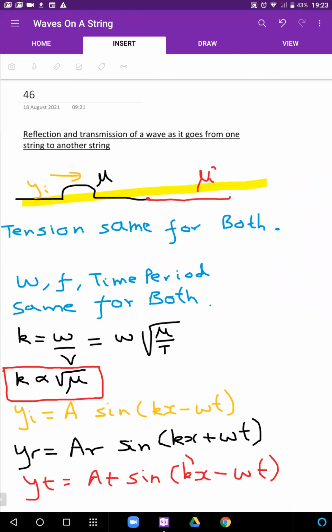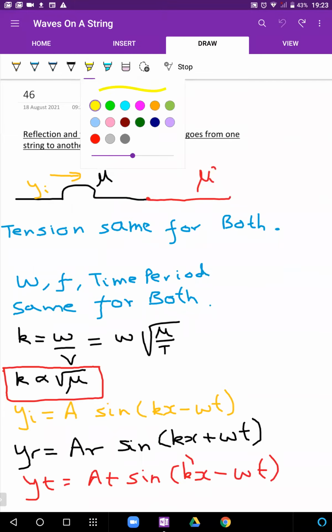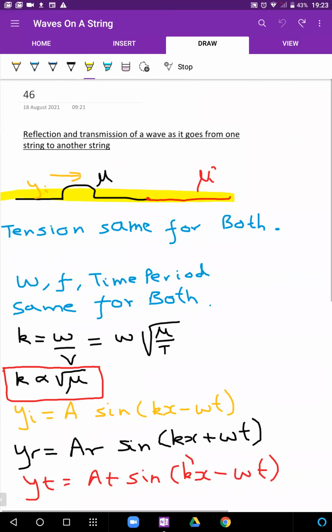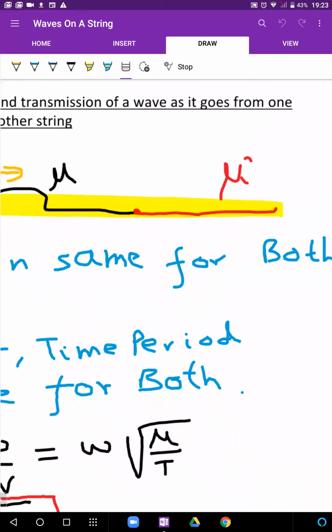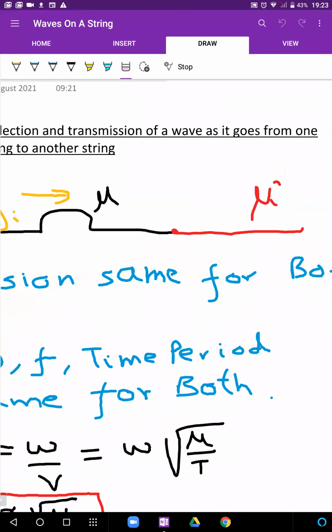First thing is both strings have the same tension. Obviously, that comes from Newton's third law. Both strings have the exact same tension.